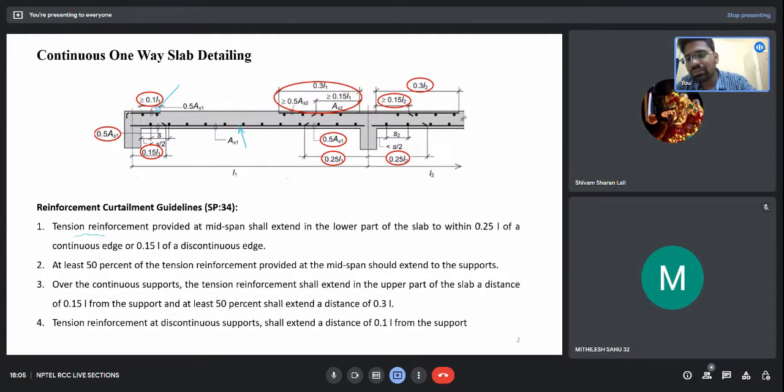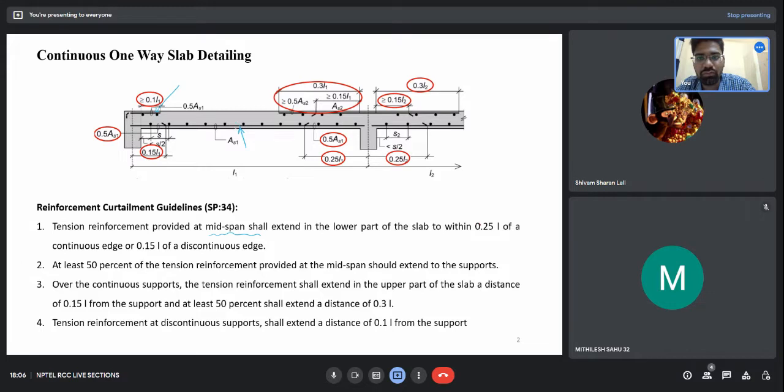So what does the first point say? The first point says that the tensile reinforcement. Don't get confused with this statement. Tensile reinforcement, tension reinforcement, can be present at the bottom as well as at the top. So what does it say? Tension reinforcement provided at the midspan shall extend in the lower part of the slab.